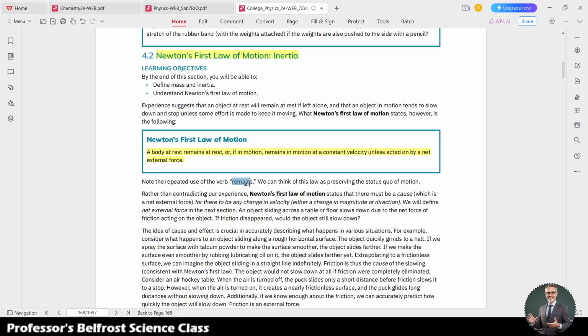You see, remains. This law can be regarded as preserving the status quo of motion. This law means that there must be a cause for there to be any change in velocity.